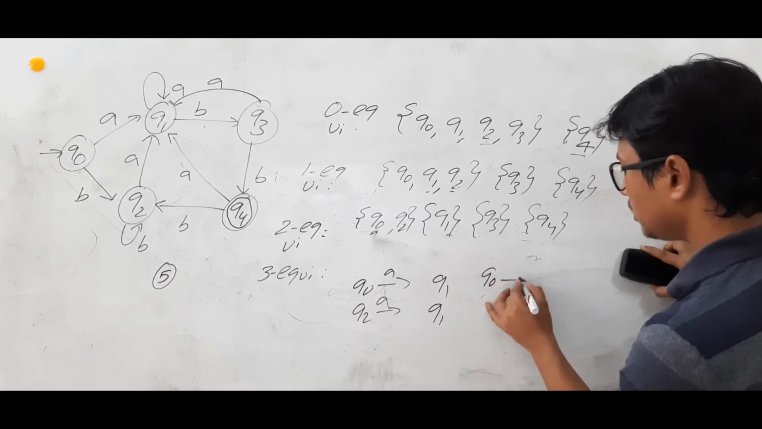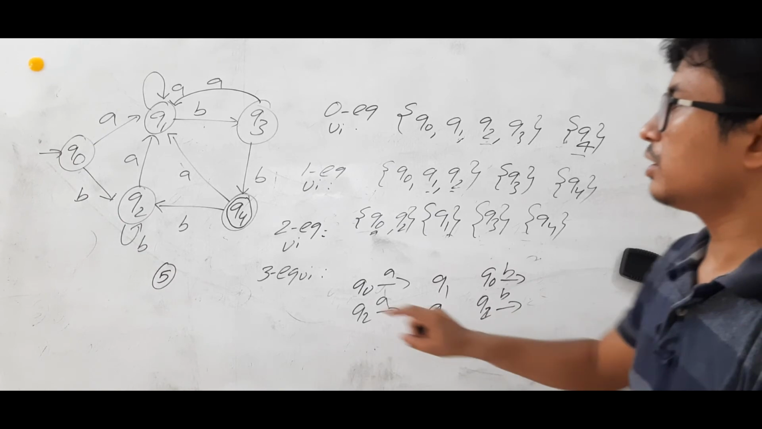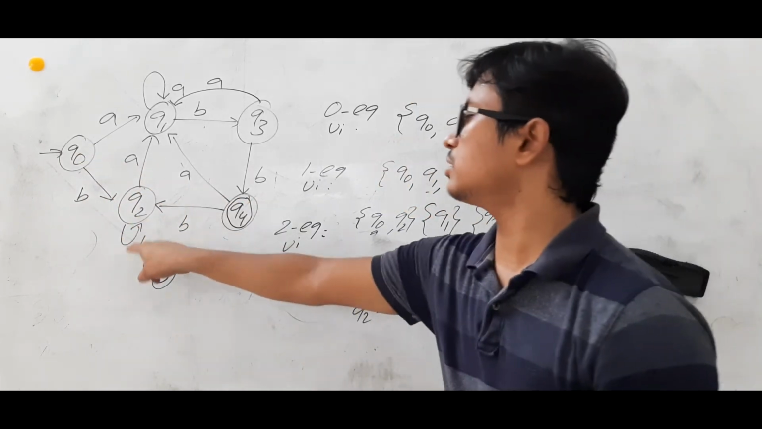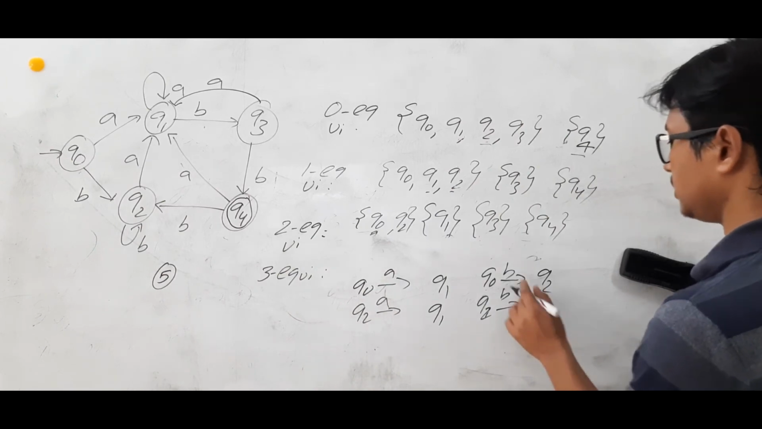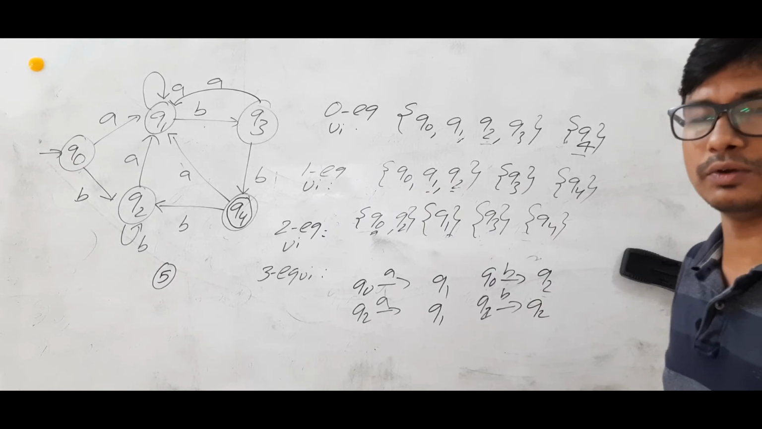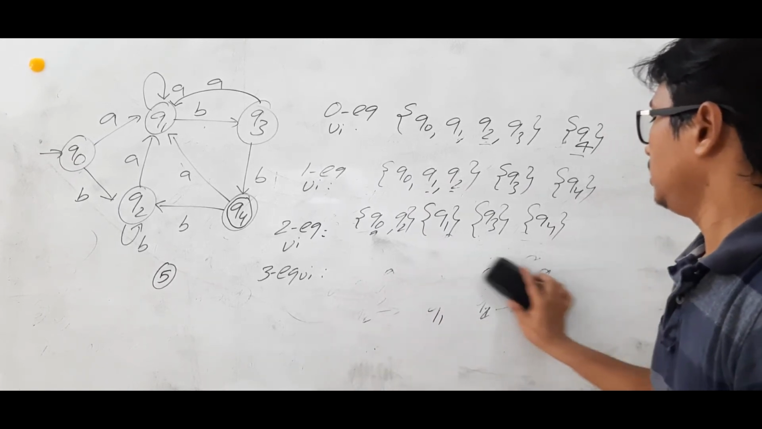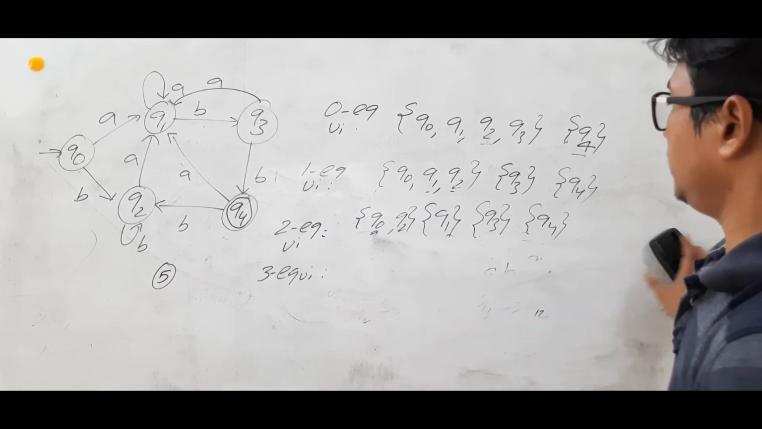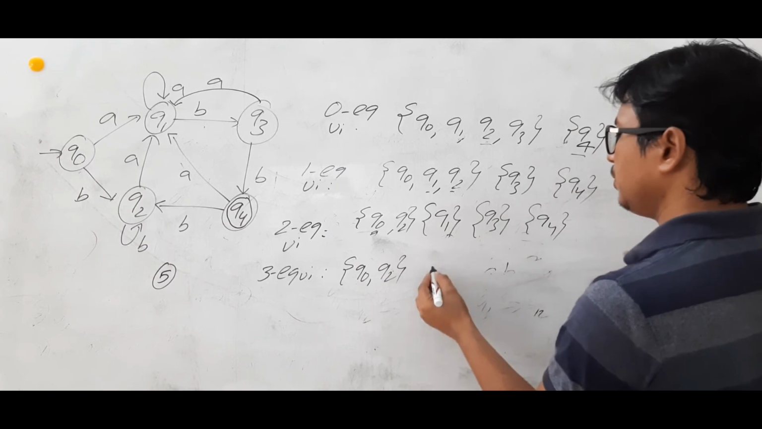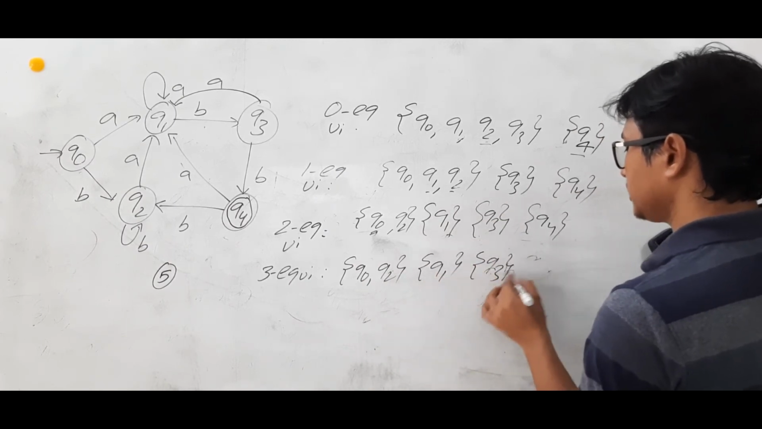Now, Q0 on B, Q2 on B, where are they going? Q0 on B is going to Q2. Q2 on B is also going to Q2. Still they are going to the same set, Q2 itself. Q2 belongs to a single set only. So still they are friends. So if you calculate the three equivalents, it will look like this, because Q0, Q2, and Q1, Q3, Q4 are already separated. We need not check them.